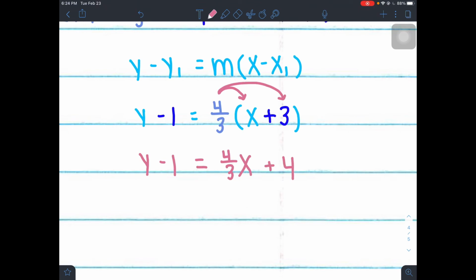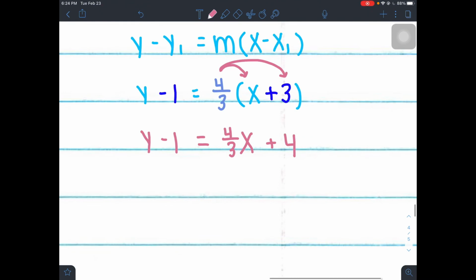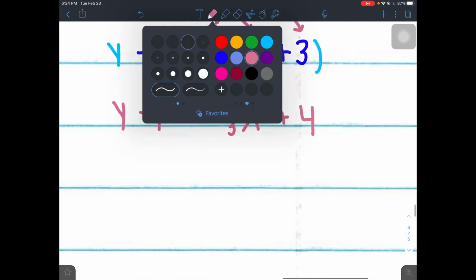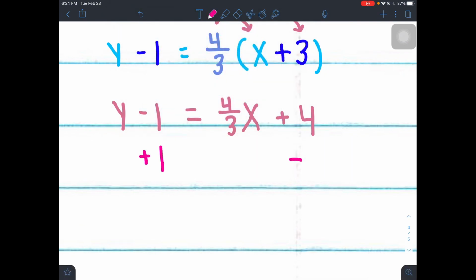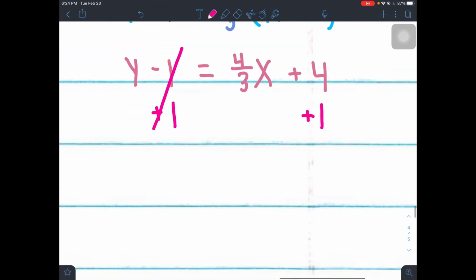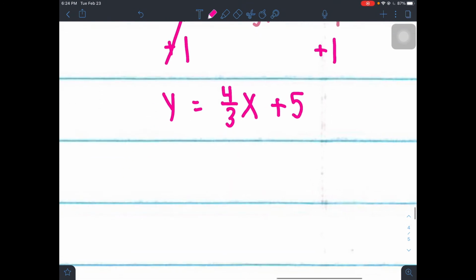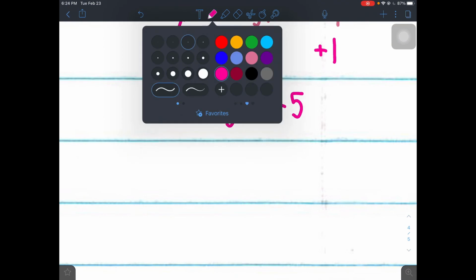Okay, and then next thing we're going to do is we want to get that 1 to the other side because, again, we want to get to slope intercept before we get to standard form. So I'm going to add 1 to both sides. So we have y equals 4/3 x plus 5. Well, from here, this is in slope intercept, we've got to get to standard form.